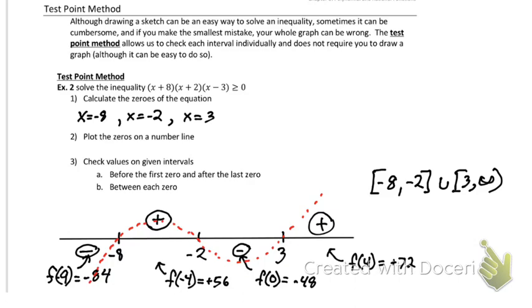All right, questions on that? You know what? Scratch that. At least do 2 of them, doing the test point. Any 2 of them, just at least 2 of them, do the test point so you know how to do it.